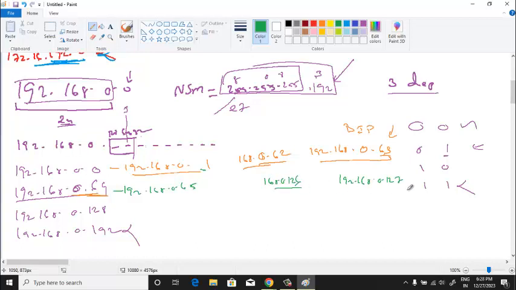So when it comes to class C, don't panic. If the network is 64, the first IP will be 65. First IP need not always be 1. Likewise, broadcast need not be 255. It can be like this.